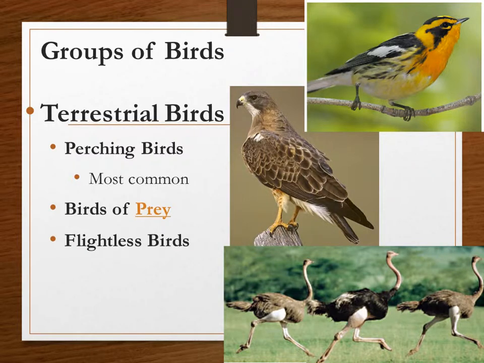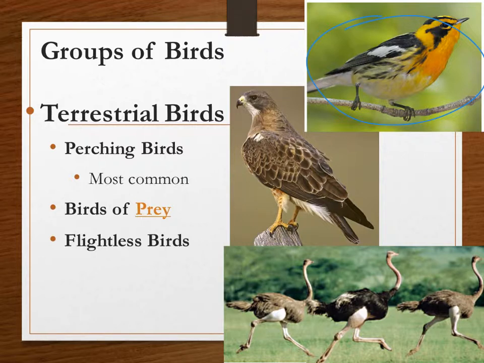We're going to look at two categories of birds and some of the subgroups within those. So we'll look at terrestrial versus aquatic, and then within those, their different groups. For terrestrial birds, we have perching birds. This is going to be our most common, classic bird that we see often in our yards: robins, blue jays, blackbirds, finches, etc. They perch on stuff and they're called perching birds.